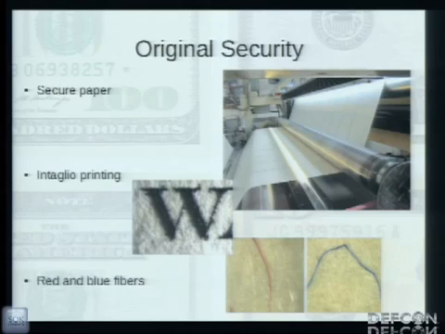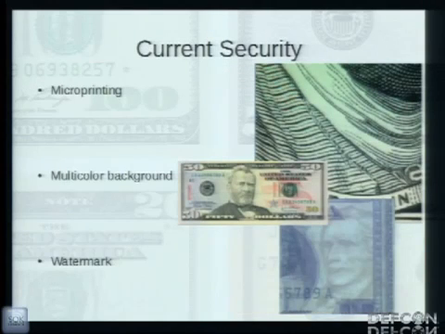And lastly, are red and blue silk fibers that are distributed throughout the paper substrate to further complicate the counterfeiting of bills. By the way, feel free to take out a bill and follow along with me in these features.